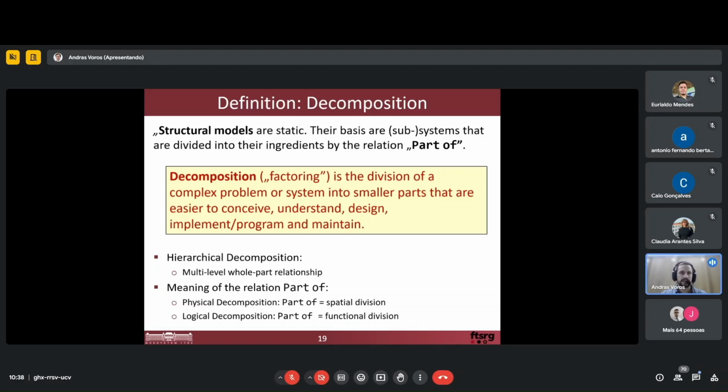Their bases are subsystems that are divided into their ingredients by the relation part of. So the definition of decomposition is the following. Decomposition, in other words factoring, is the division of a complex problem or system into smaller parts that are easier to conceive, understand, design, implement, program, and maintain. So we can use so-called hierarchical decomposition when we have multi-level whole part relationship.